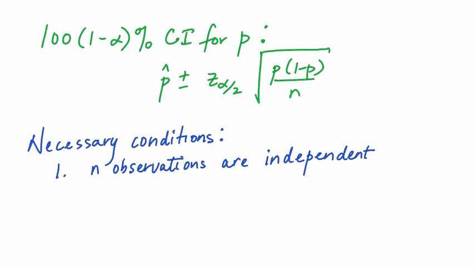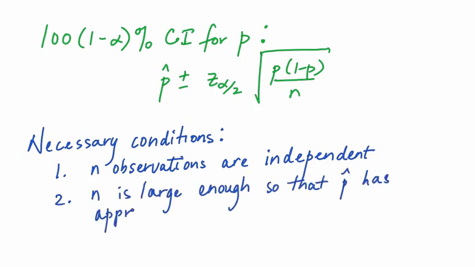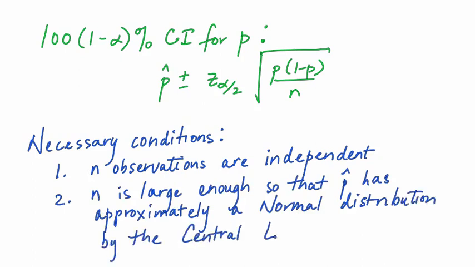For our second necessary condition, we note that the formula also includes the quantity Z alpha over 2, which is a critical value from a normal distribution. As we saw, p hat can be thought of as an average, and in order for this formula to be appropriate, we need n, the sample size, to be large enough for the central limit theorem to kick in so that p hat is approximately normally distributed. We'll now investigate the effects of this second condition on the coverage of a confidence interval.